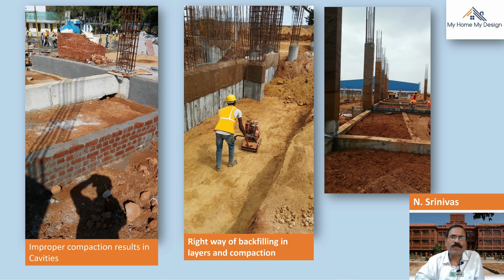Again, you can see the systematic way of how the compaction has to be done layer by layer. See here, compaction is done. The next second layer of soil is ready after evenly spreading. Again, the plate vibrator has to be run like this. Here also you can see layer by layer compaction is going on. See here, the improper compaction results in cavities. Such types of cavities will come if you are not properly consolidated and properly compacted.